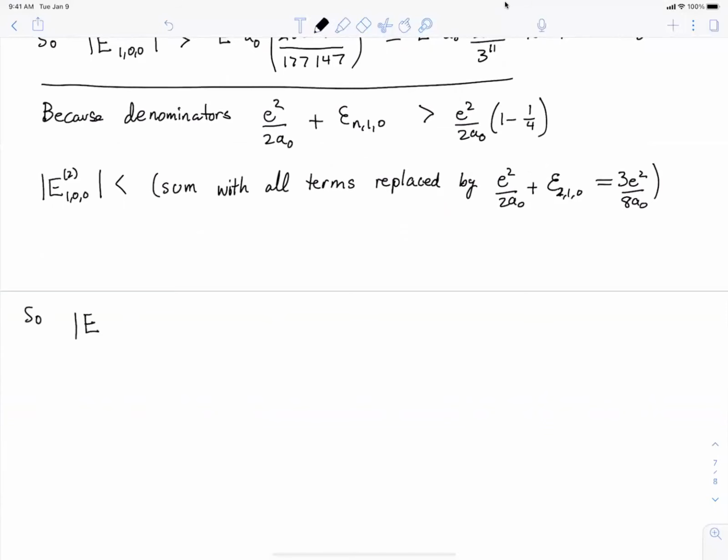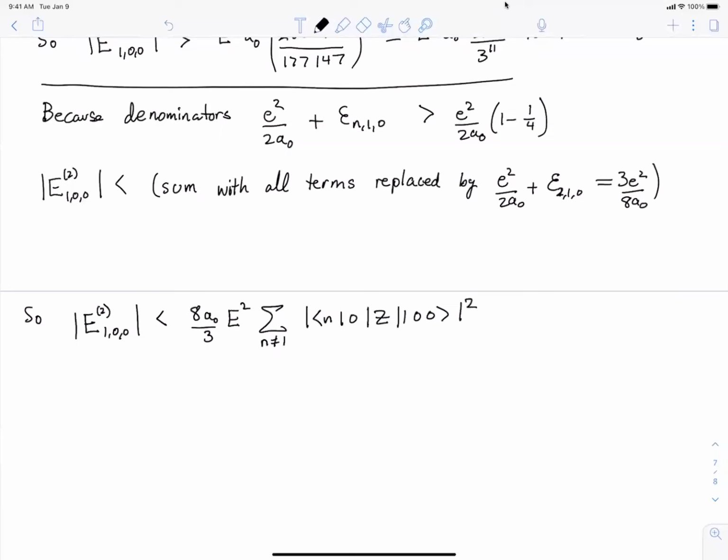So the absolute value of the second order correction we now know is less than 8 Bohr radius over 3 times the electric field squared. And now the sum that we're going to put in here is a sum over all n's not equal to 1, of the matrix element of z between 100 and n10, squared.